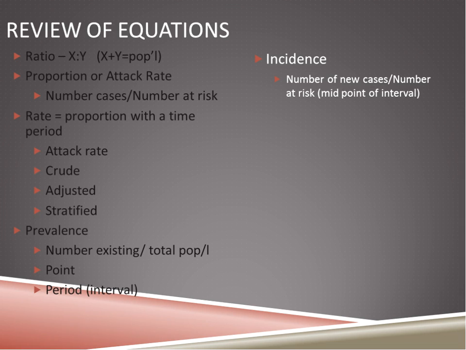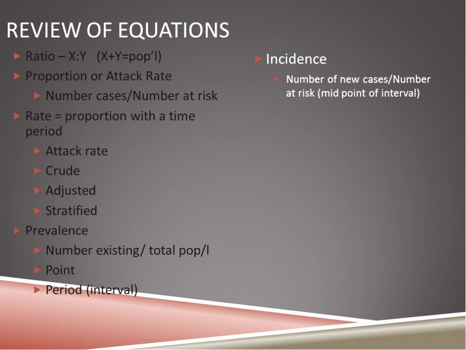This slide is the start of your equation sheet. So we started to talk about numbers in the last couple of lectures. We talked about proportions or attack rates, ratios. We looked at crude rates, adjusted rates, stratified rates, and we talked about prevalence, point prevalence, and period prevalence as well. And so this lecture will focus a little bit more on incidence, but we'll do some calculations together.